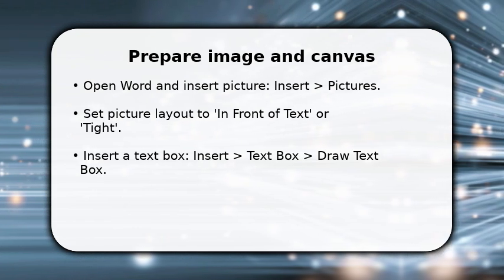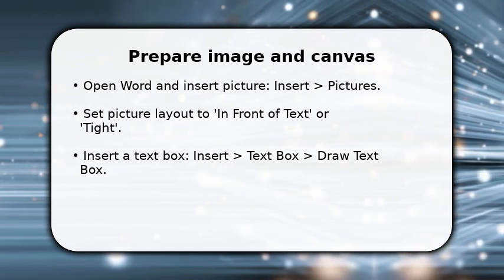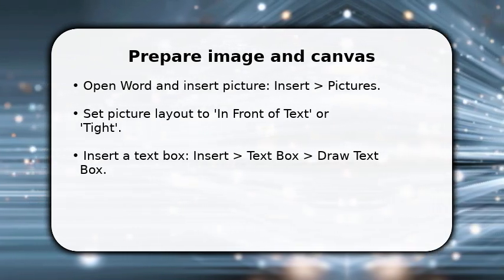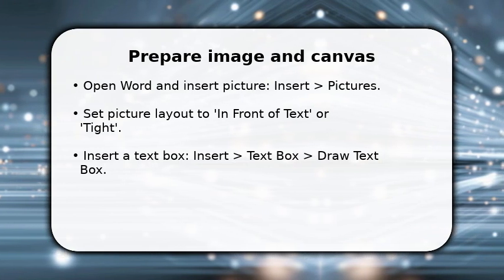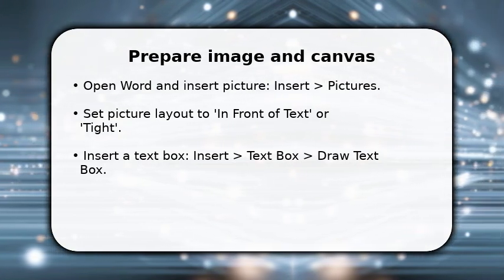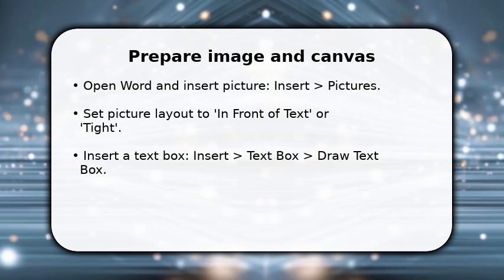Next, insert a text box and draw where you want your caption or label. Make sure the text box has no fill and no outline to keep the picture visible. This gives you a clean canvas to type directly onto the image.